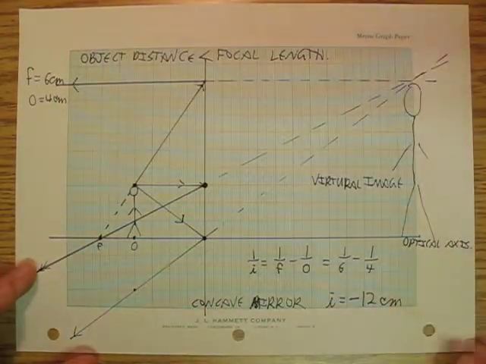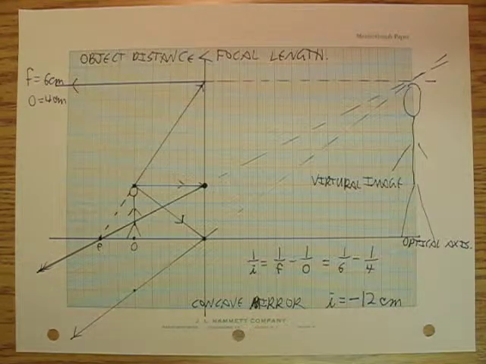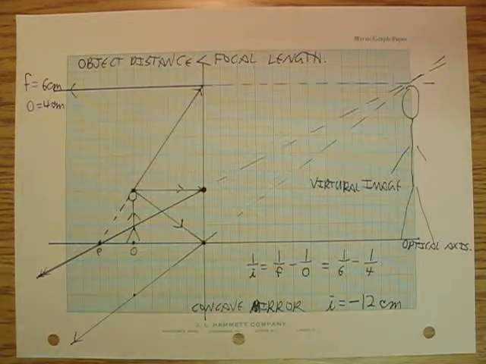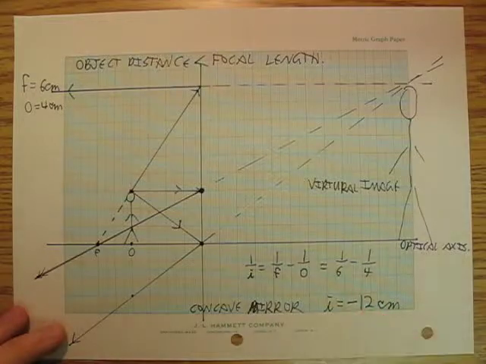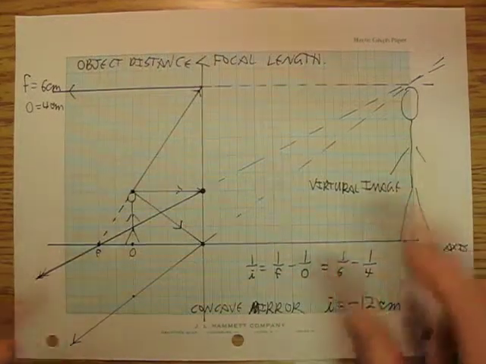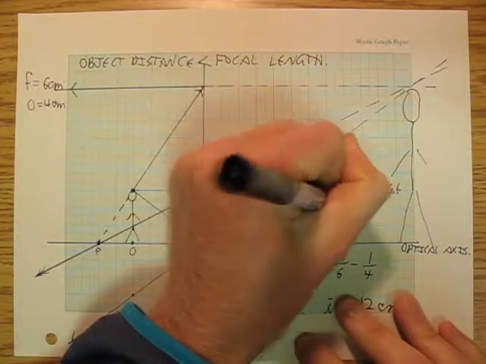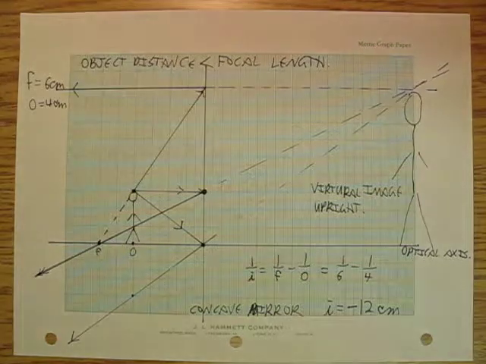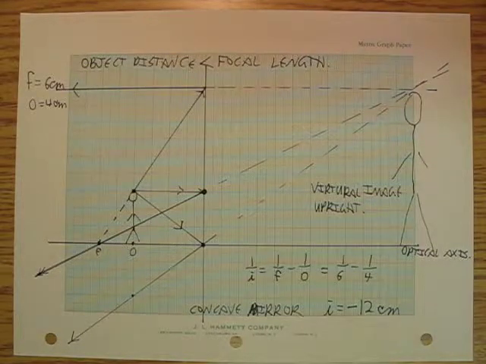there is my image at negative 12. So when we are inside the focal length, we're going to get a negative image, which means it's going to be a virtual image, and it's also going to be upright. So we're going to come up with some rules. In the next video I'm going to discuss some rules for concave lenses and also magnification.